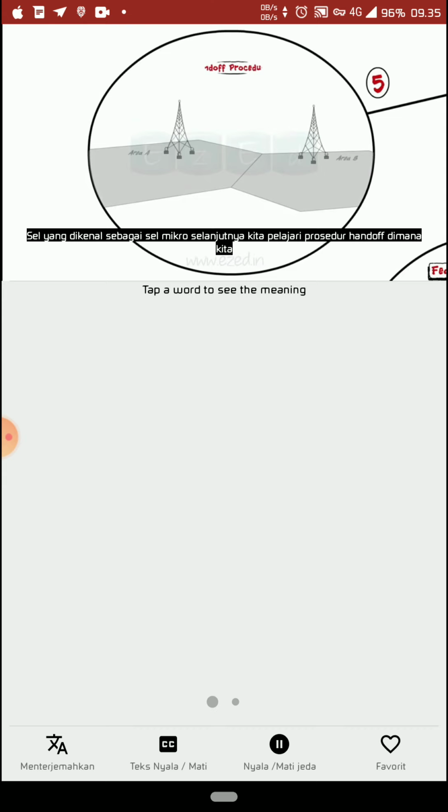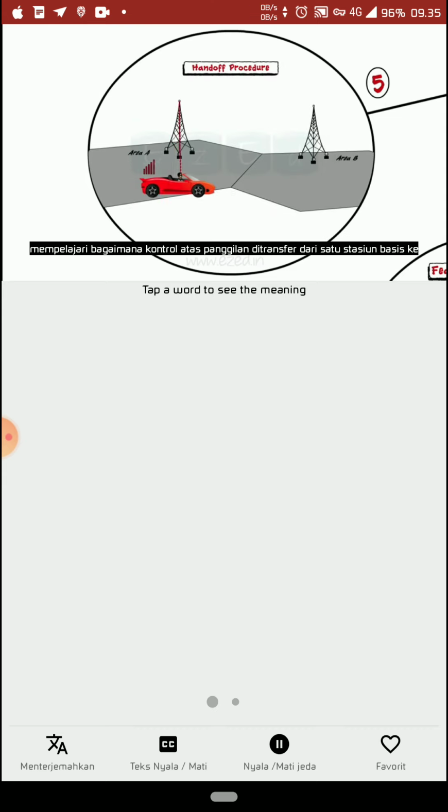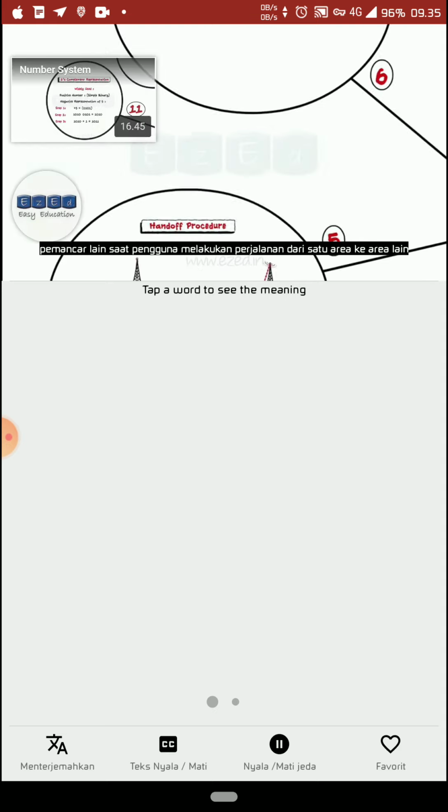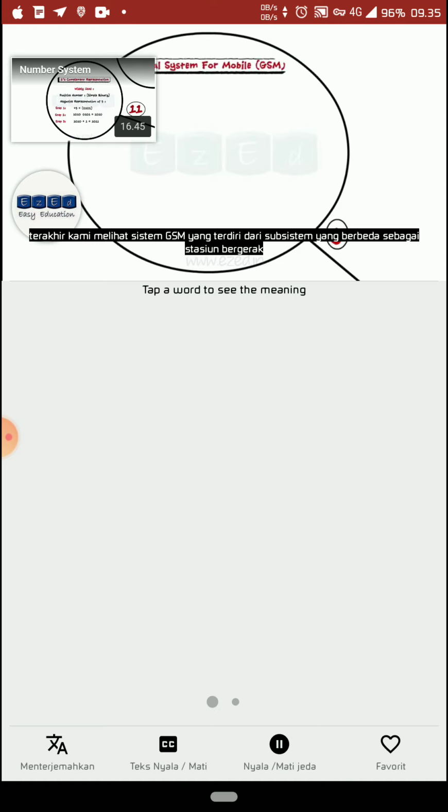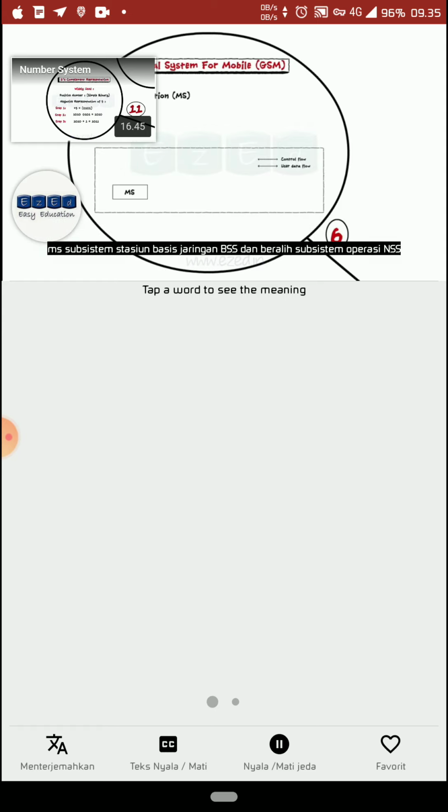Next, we studied the handoff procedure, where we learned how control over a call is transferred from one base station to another base station when a user travels from one area to another. Lastly, we saw a GSM system consisting of different subsystems: mobile station MS, base station subsystem BSS, network and switching subsystem NSS, and operating subsystem.